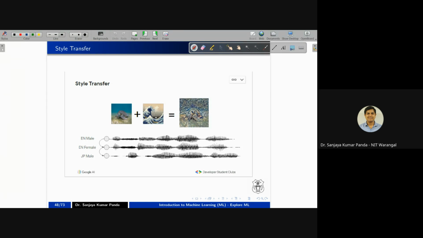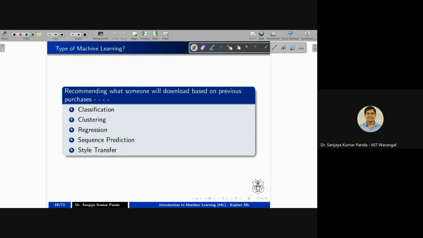Now we will see a set of problems, and for such problems we will try to put each particular problem into one of the baskets we discussed. For example, I'll show you one problem. Here I'm showing you: recommending what someone will download based on previous purchases. Okay, so you have purchased something, right? Like on Flipkart, Amazon, or any e-commerce site, you have purchased several items. Now the e-commerce site is going to suggest which item you are going to purchase or download, if it is audio or video, whatever it may be. So is it a classification problem, a clustering problem, a regression problem, a sequence prediction problem, or a style transfer problem? You have to guess.